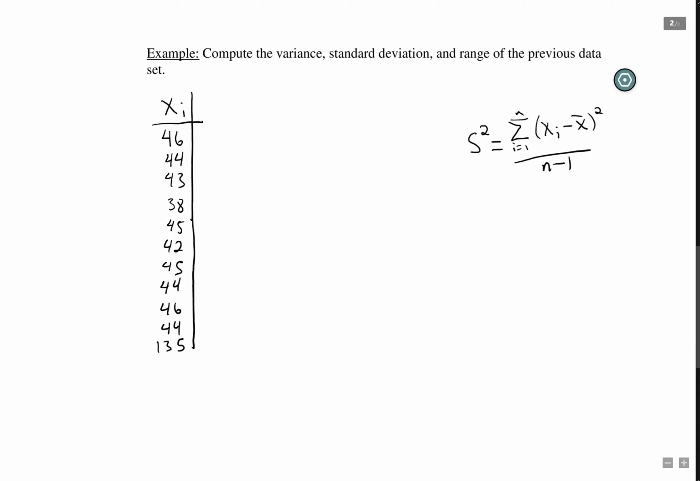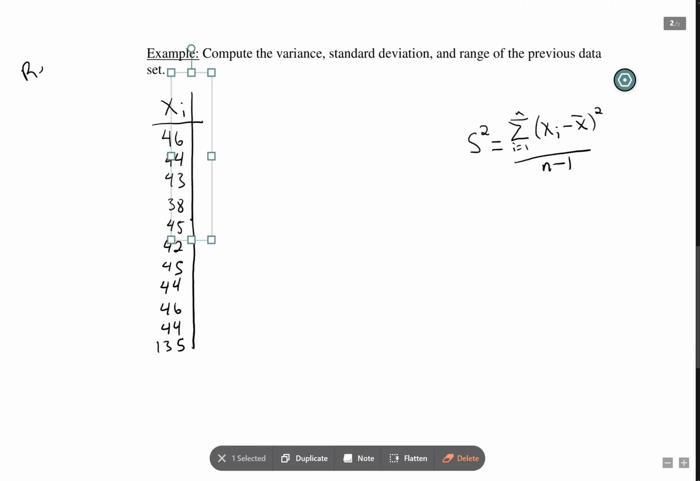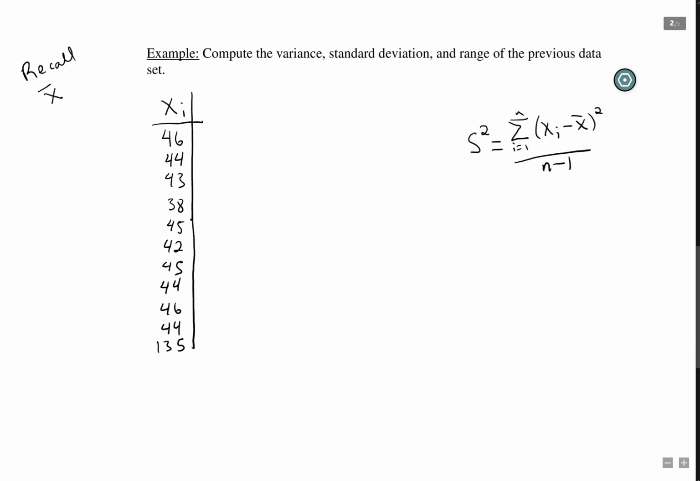Well, fortunately, if you recall, x bar was 52, and we worked that out earlier. So what I'm going to do is I'm going to have a column here that represents each deviation. So I'm going to have xi minus x bar.